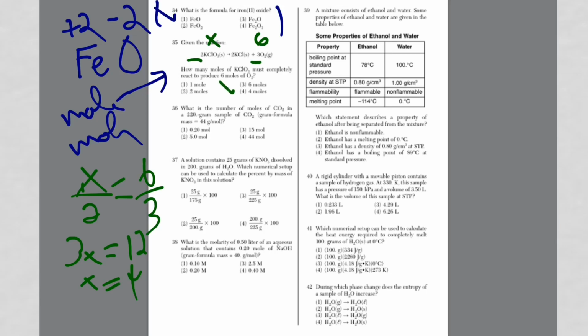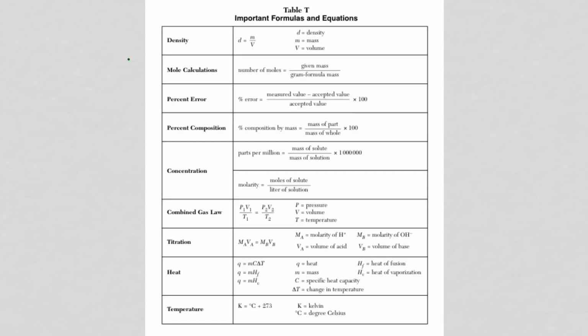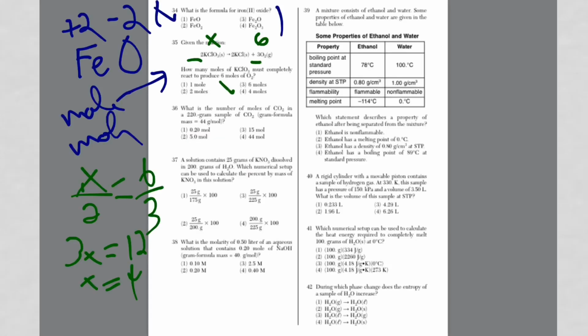Let's take a look at 36. What is the number of moles of CO2 in a 220 gram sample of CO2 with a gram formula mass of 44? Okay, so for this question, we're looking for moles and we're given mass. Don't forget, you have equations. If I keep flipping here, there we go, reference table T, mole calculations. So moles is equal to mass over gram formula mass. You don't even have to calculate the gram formula mass here.